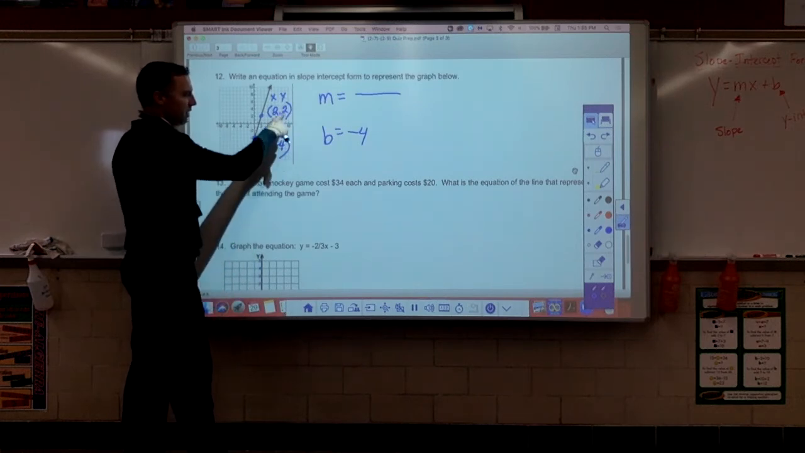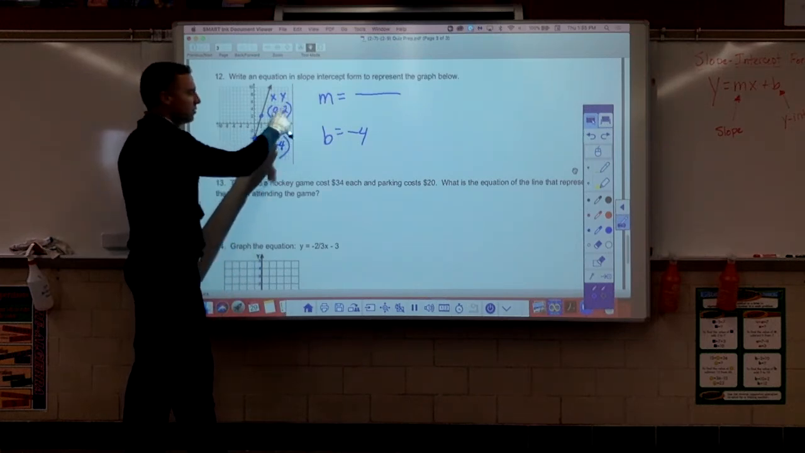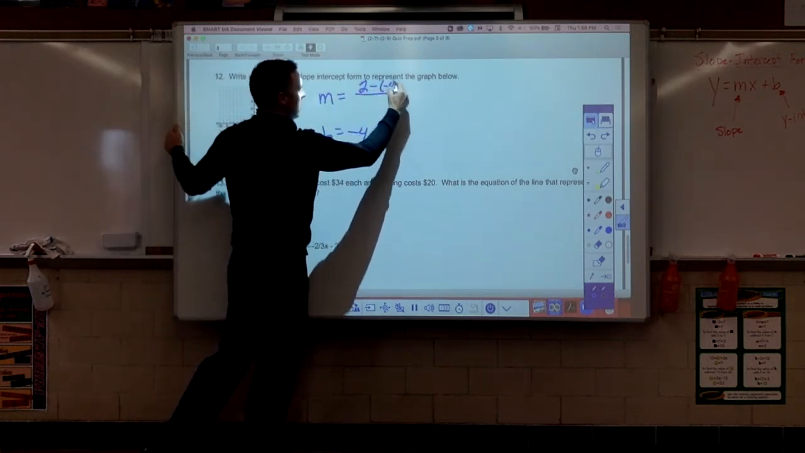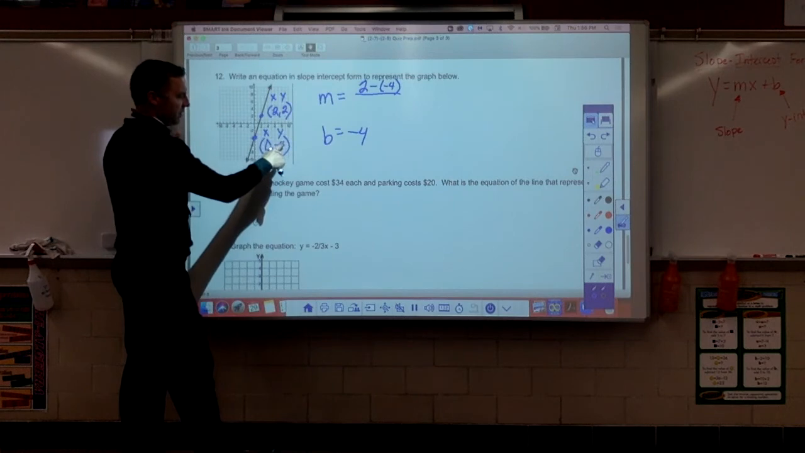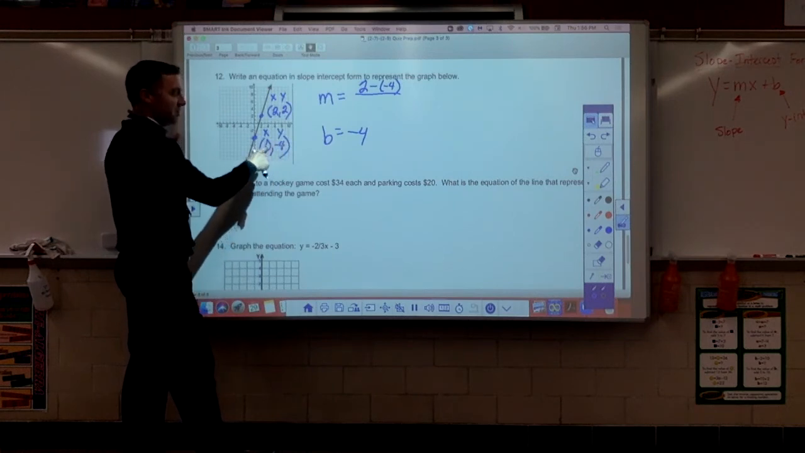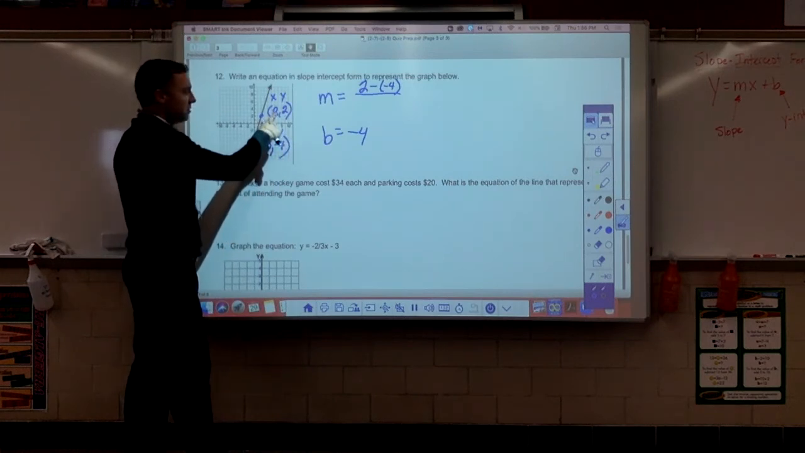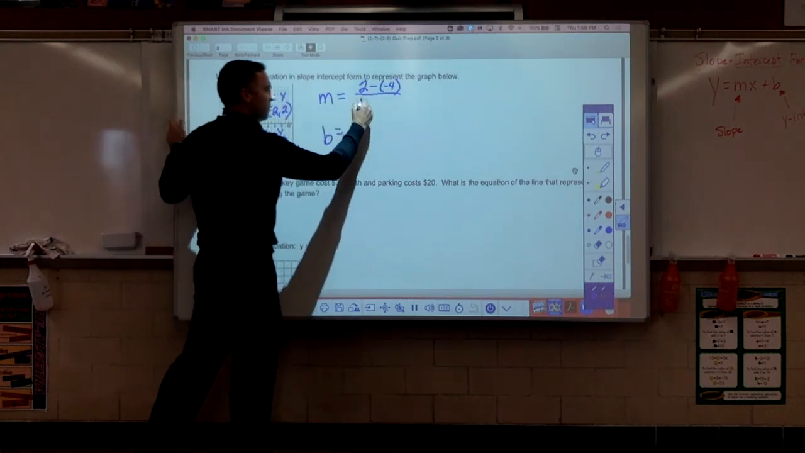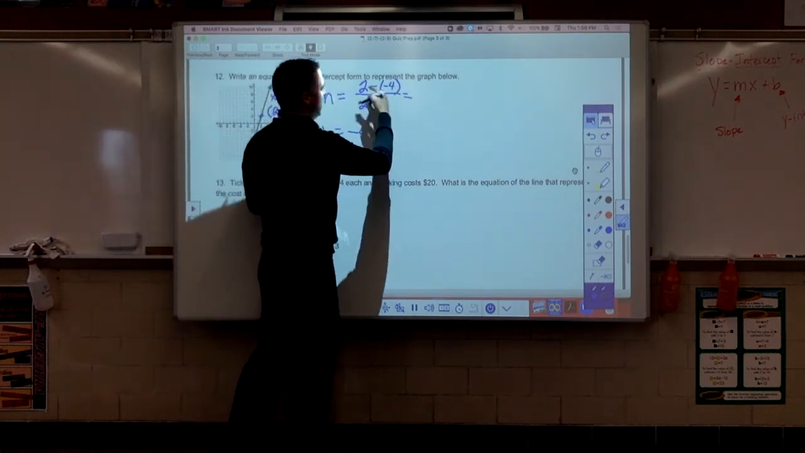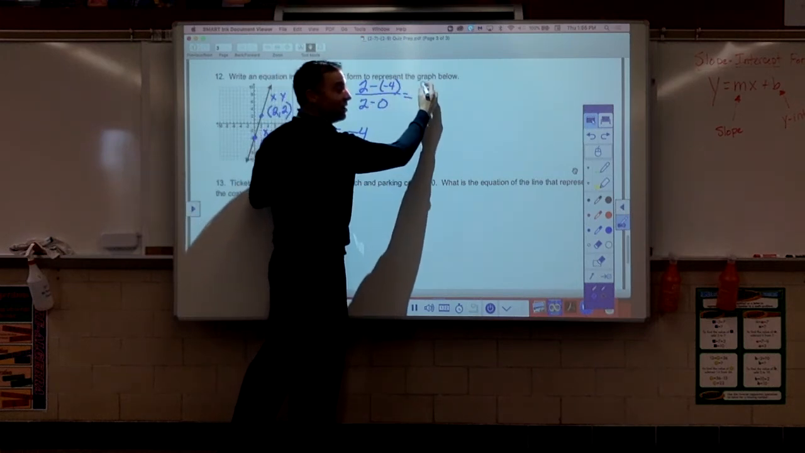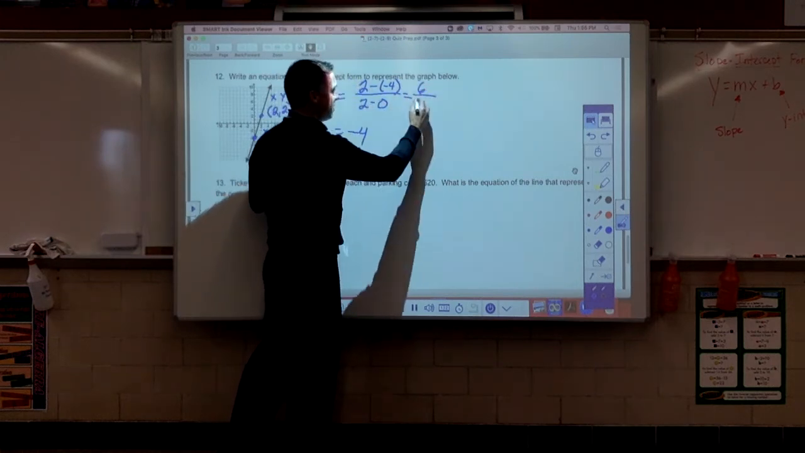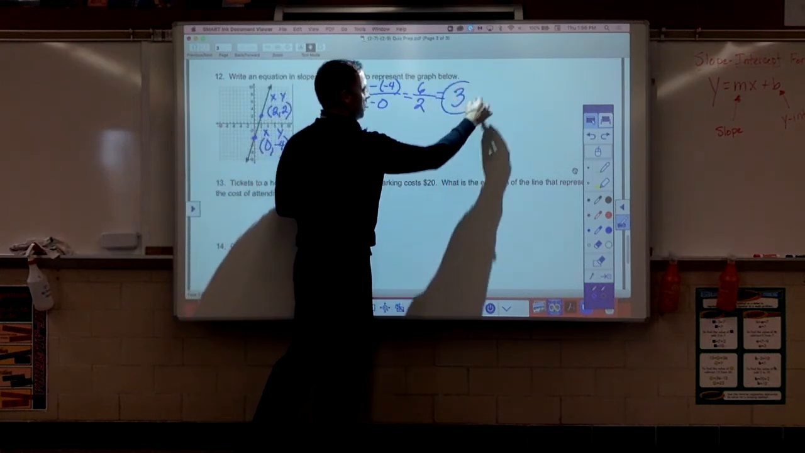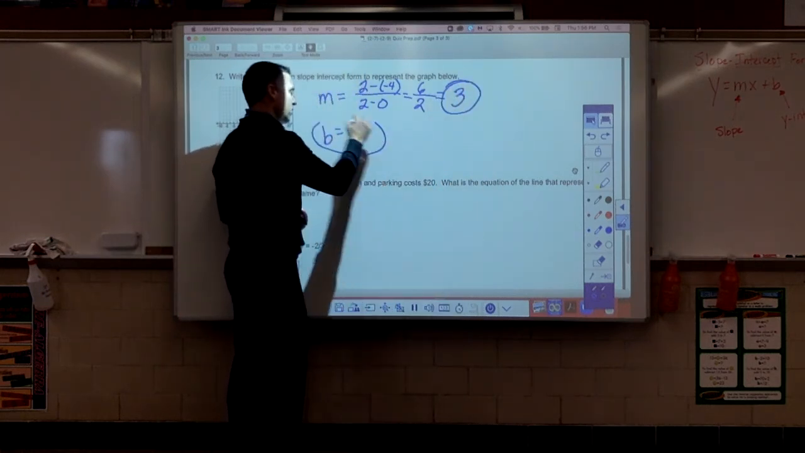Well, is -4 bigger than 2? No. Oh, yeah. 2 minus a -4. On the bottom, should I do 0 minus 2? Nope. If I went 2 minus -4, I've got to go 2 minus 0 on the bottom. Well, 2 minus -4, that's 6. 2 minus 0 is 2. 6 divided by 2 is 3. There we got our 2 values.